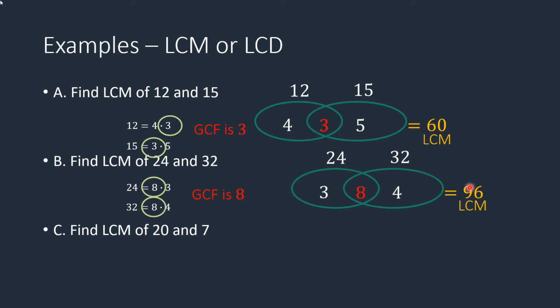The LCM includes what they have in common and what they don't have in common. So what they have in common is the 8. What they don't have in common is the 3 and the 4. And you want to include all of those.